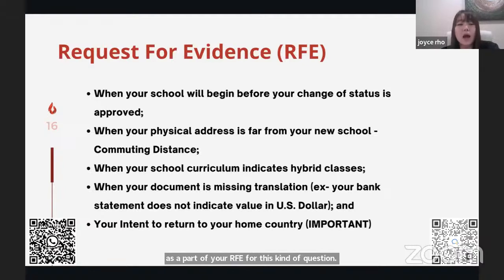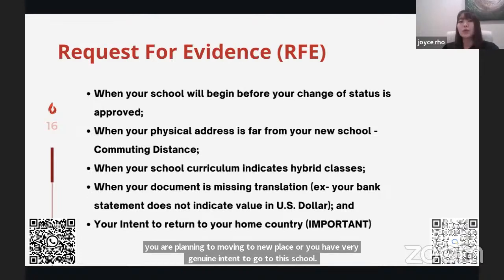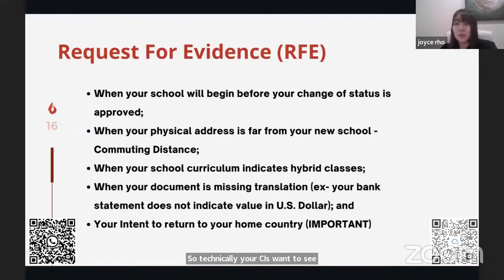And then the second, when your physical address is really far from your new school, then USCIS questions the commuting distance and commuting method. Within 50 miles, they assume that people are able to drive and attend. It's quite sensible, but beyond 50 miles, they wonder whether you are planning to move to a new place or whether you have a genuine intent to go to this school. So technically, USCIS wants to see that you really physically attend school in person. That's what they want to see.